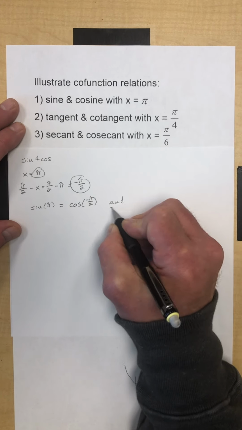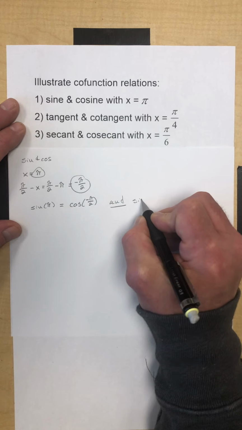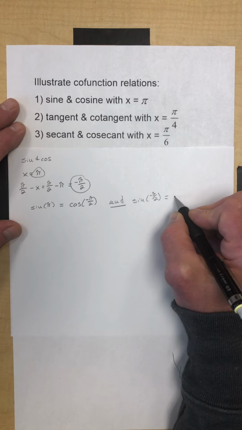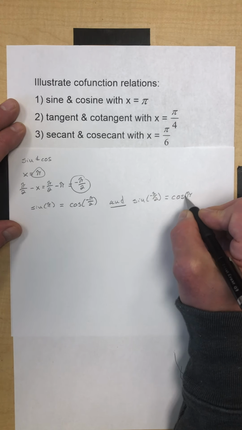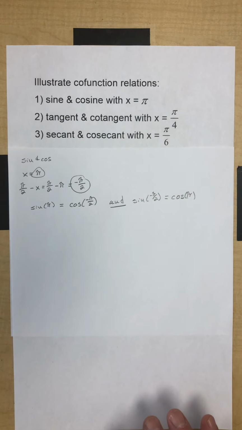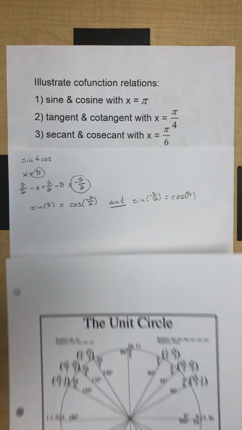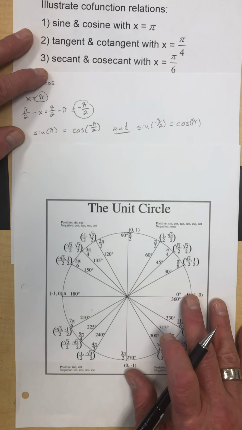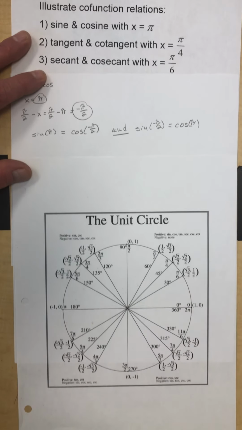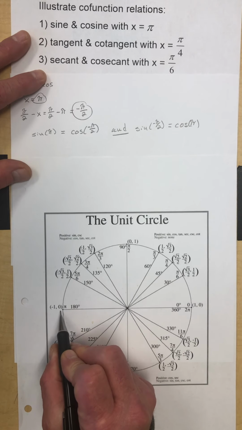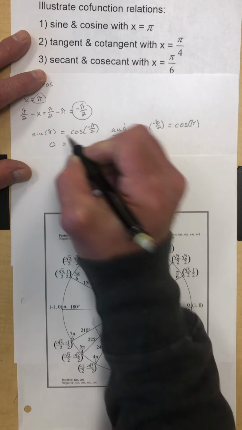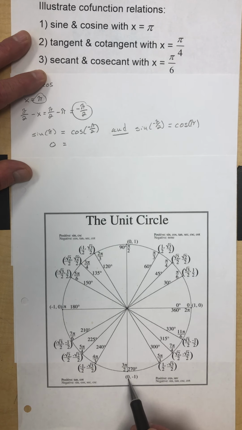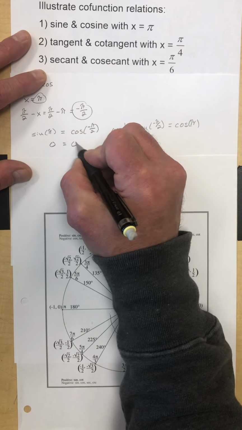And if I switch the angles, the sine of negative pi over 2 has to be the same as the cosine of pi. You can verify that by going right to your unit circle. So let's see what we got. The sine of pi, remember sine is your y coordinate, so the sine of pi is 0. And the cosine of negative pi over 2, well, we go to negative pi over 2, cosine is your x coordinate, so that's 0.